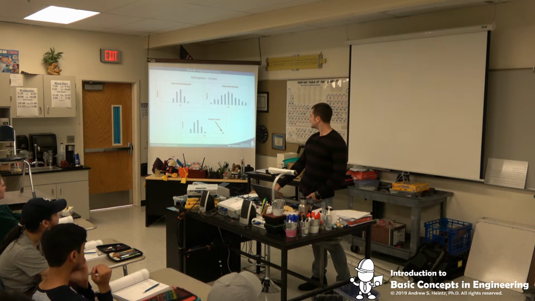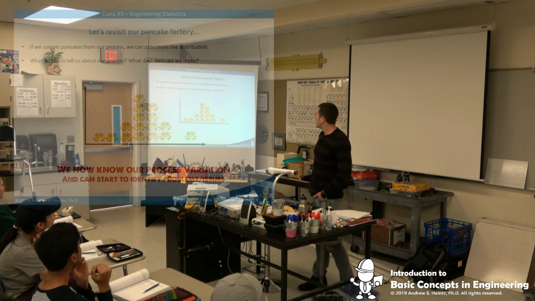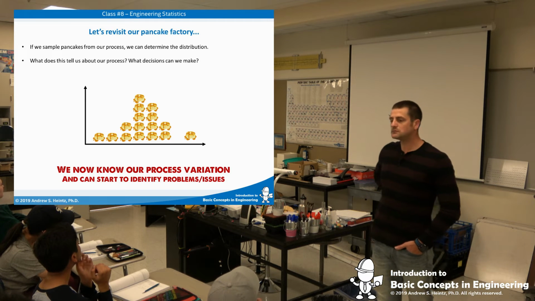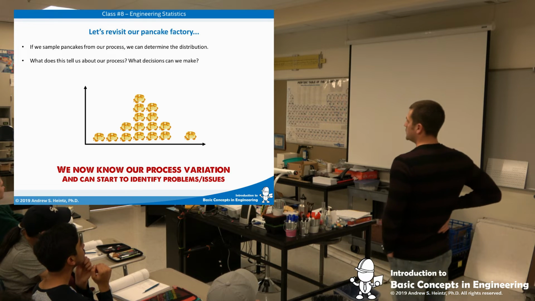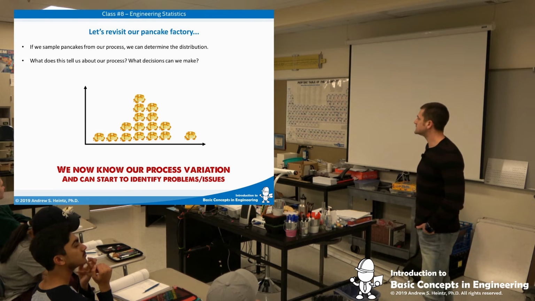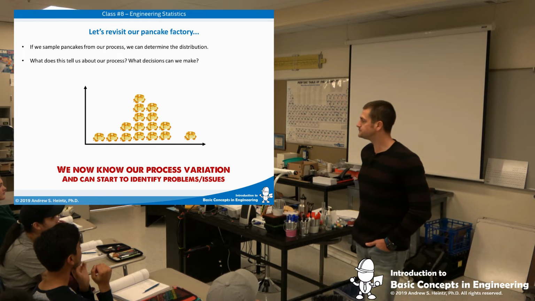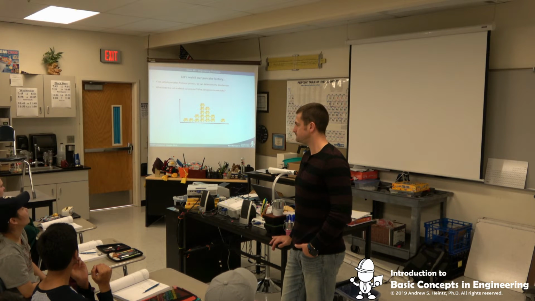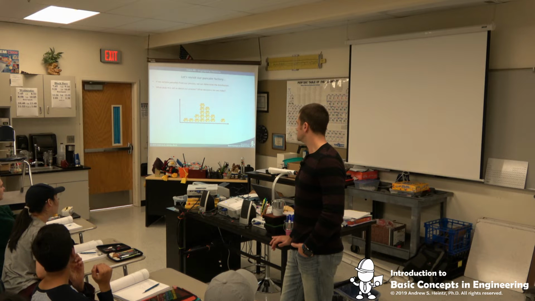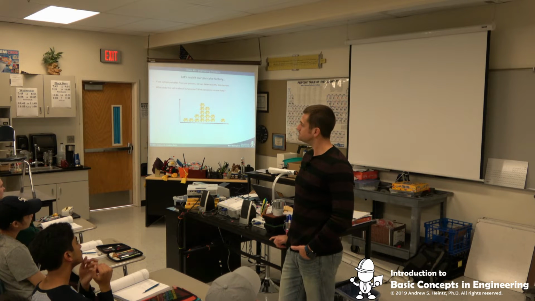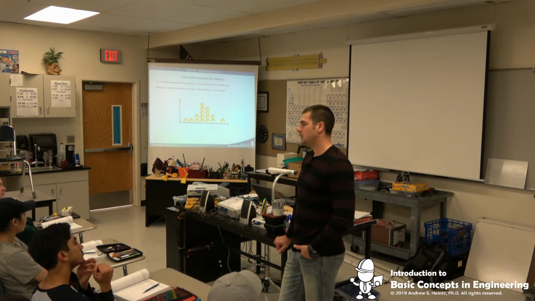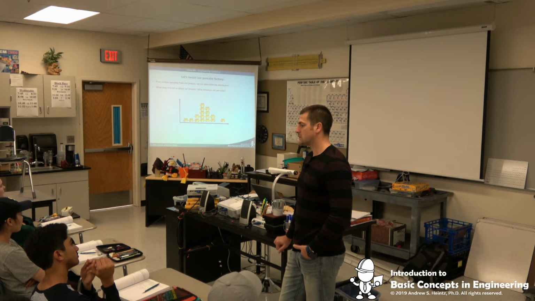All right, so let's go back to our pancakes. If we sample pancakes from our process, we can determine the distribution. So here's my theoretical pancake process distribution. So what does this tell us, Madison, about our process? Or I should say, what observations can you make about our pancake process from this? It has kind of a skewed distribution to the right. Okay, so what does that mean for us? You're exactly right. More consistent in the middle? Sure. Any other observations, guys, on our process?